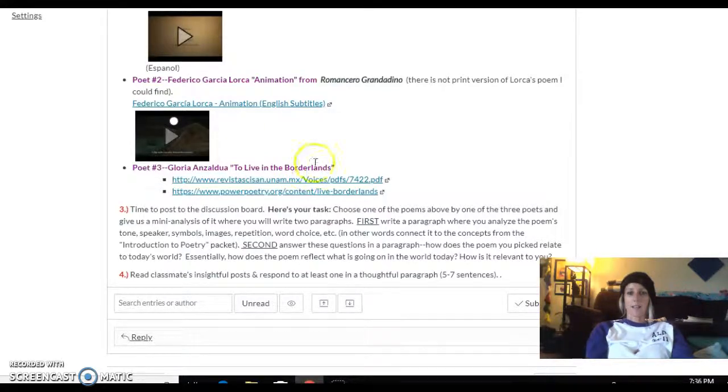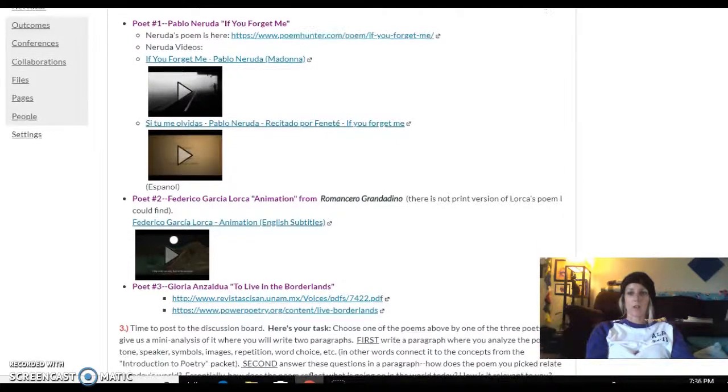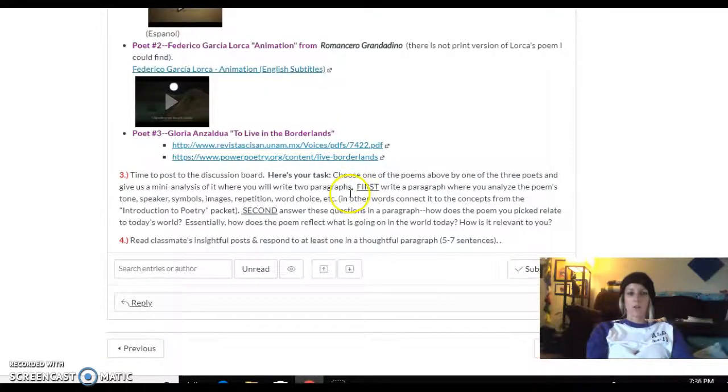So after you're done pulling your quotes from the poems for your journal log and just enjoying the poetry, which I advise you listen to more than once or read more than once for sure, then you're going to hop on the discussion board and you're going to post. First, you're going to choose one of the poems above by one of the 3 poets, and then you're going to give us your own analysis of it where you're going to write 2 separate paragraphs. So again, 2 paragraphs. The first is writing a paragraph where you analyze the poem's tone, speaker, symbols, images, repetition, word choice, etc. So you don't have to do all of that. That's just to help give you a framework for what you're going to do. Connecting it to the concepts from the Introduction to Poetry packet.